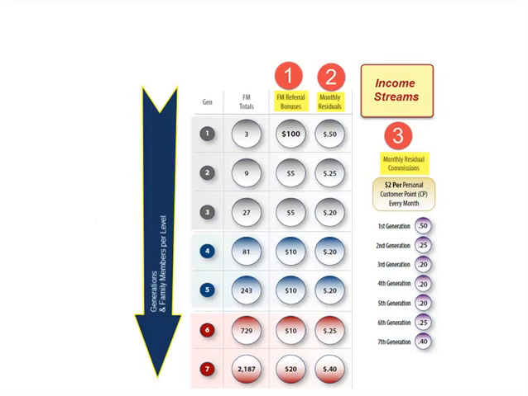Now, there are 3 basic income streams. First of all, there's the referral bonus from family members. This is graduated through 7 generations. Personal referrals are $100 each, and then on subsequent levels, that is prorated down through the 7th generation.